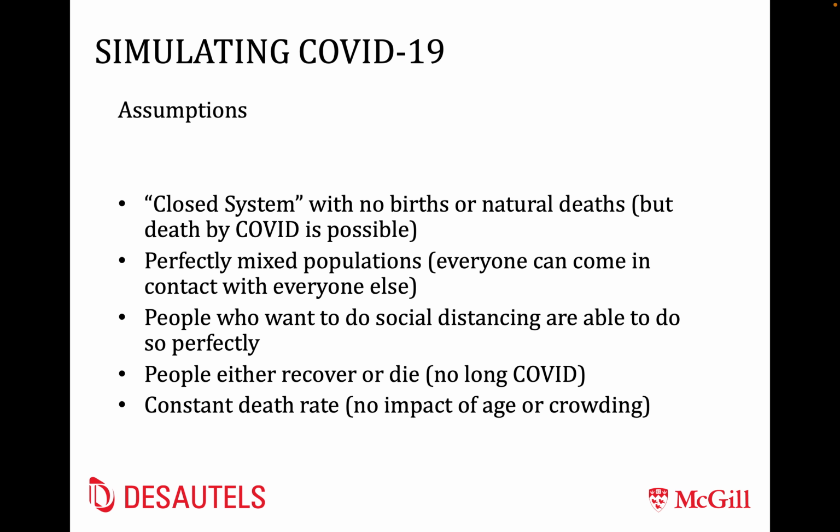We'll also assume that you either have COVID and you recover or you die. There's no long COVID in this system. And we'll also assume that there's a constant death rate, which is to say that it doesn't matter how old you are or how many other people have COVID, the death rate is still the same. Now, again, I don't know these are necessarily the best assumptions to make with COVID. We do know, for example, that the elderly were particularly susceptible to COVID, but we don't have any age structure in this model, so we'll assume that it's all the same.